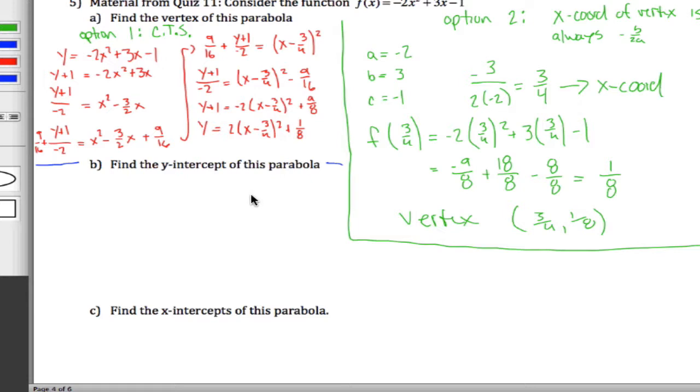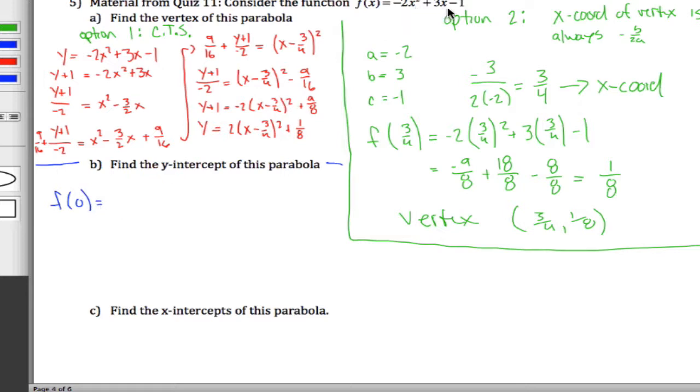Y-intercept. Good news about a y-intercept is it's easy to find. If you think about where a y-intercept occurs on a graph, it's just where you cross the y-axis. And the spot where you cross the y-axis is when the x-coordinate is equal to 0. So all I have to do is look at my function here and change all the x's to 0. To find the y-intercept, just make x is 0 and see what your function is equal to.